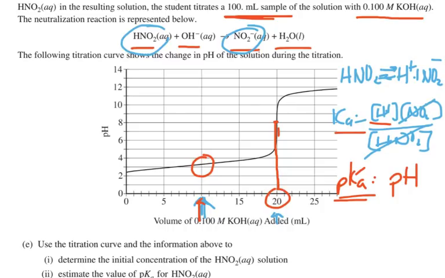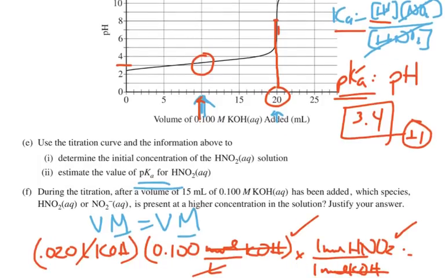So if we look at this, we see that this is 3 right here, and it's a little bit more, so we're going to say it's about 3.4. Okay, and if we got that, that is 1 point, just for getting the right number there. So estimate the pKa for the acid. Okay, 3.4 is the answer, and we just earned ourselves another point.